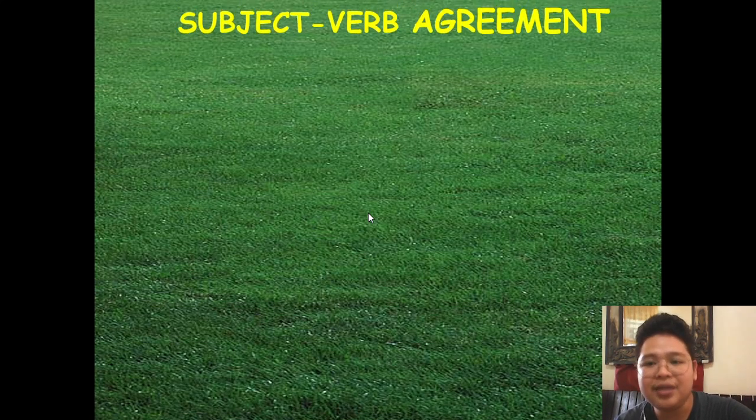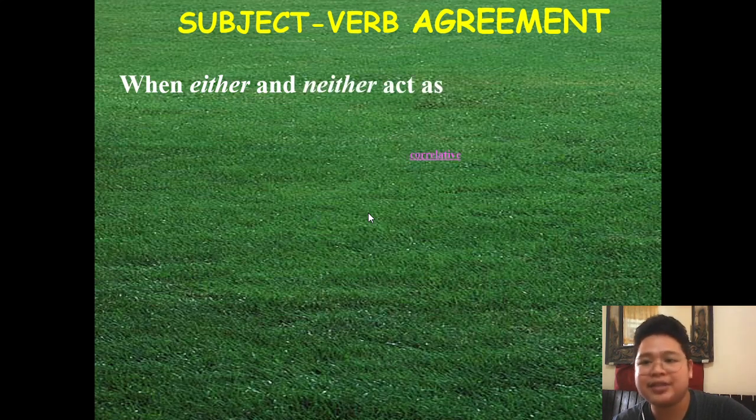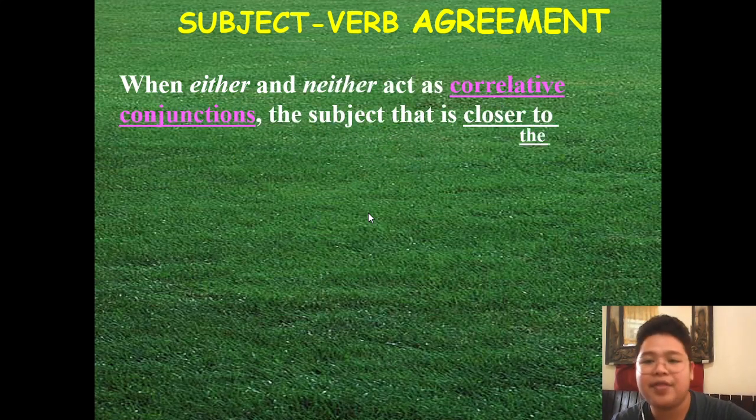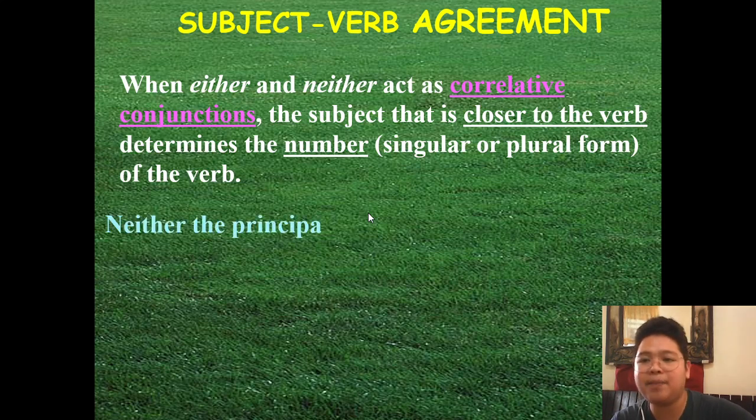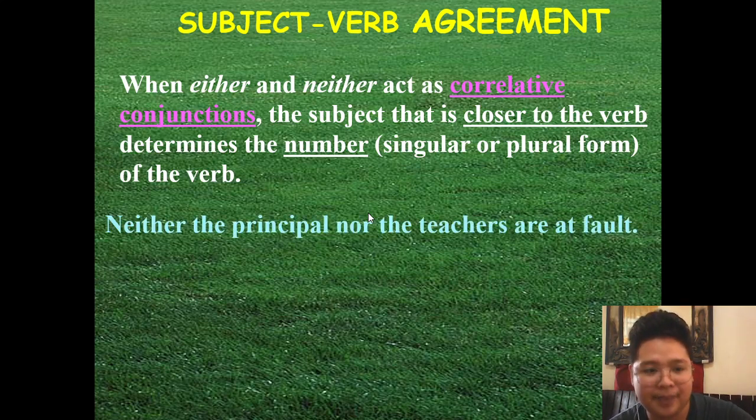Okay? So when either/or and neither/nor act as correlative conjunctions, the subject that is closer to the verb determines the number, singular or plural form, of the verb. Example: neither the principal nor the teachers are at fault. So you take note of the subject that is closer to the verb because this will determine whether we use the singular form or the plural form of the verb.